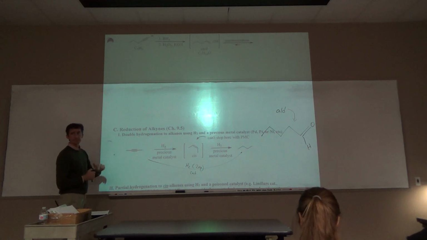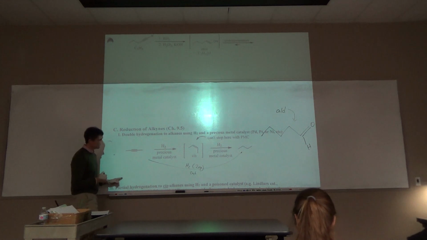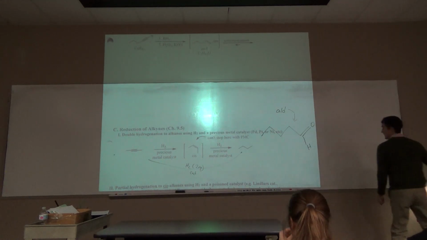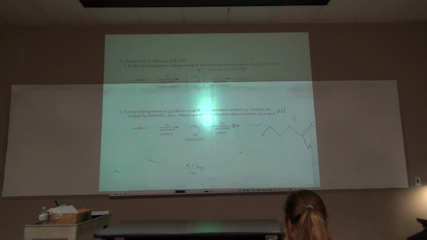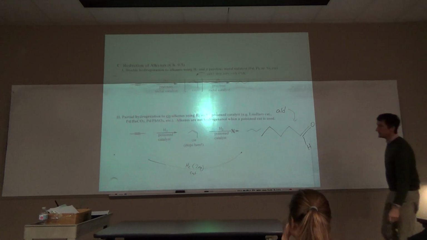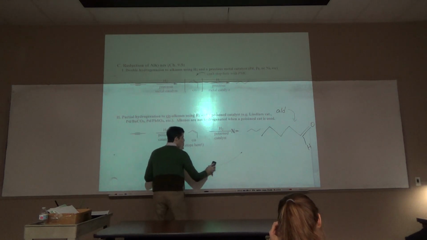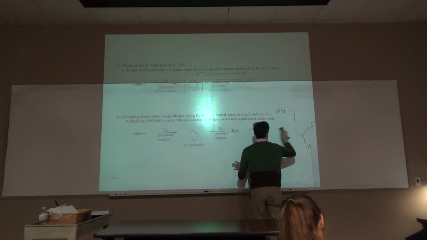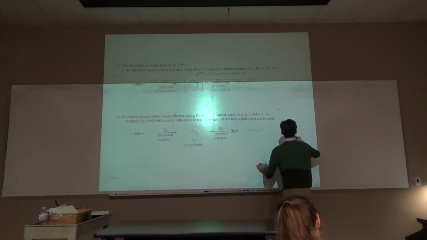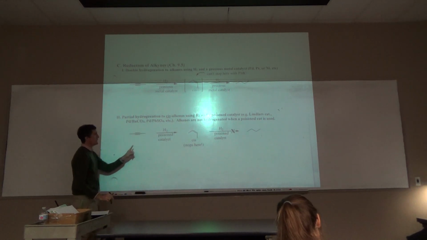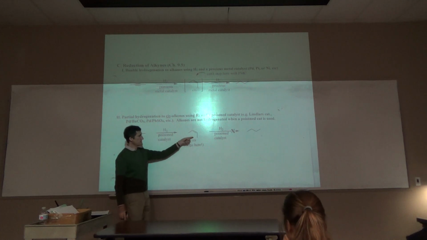So just twice the fun. Now, can we stop at the cis alkene? Well, chemists have developed a way to do that. If you use a so-called poisoned catalyst, you can stop at the cis alkene.